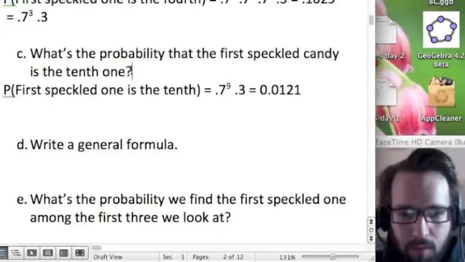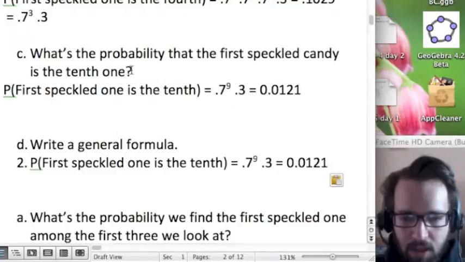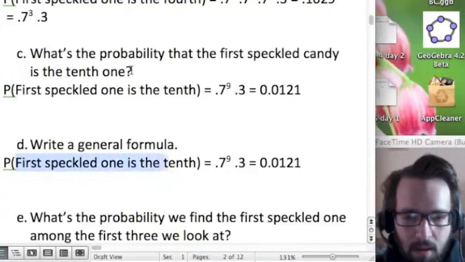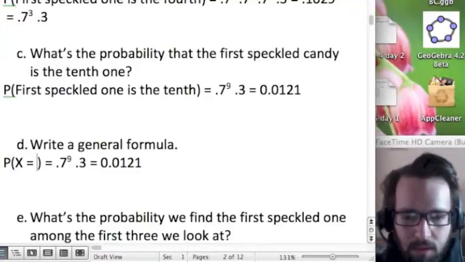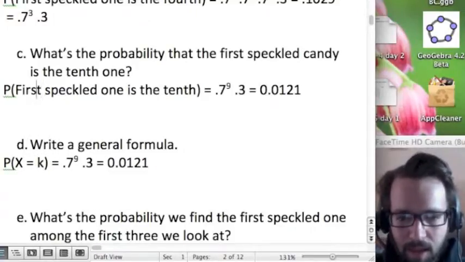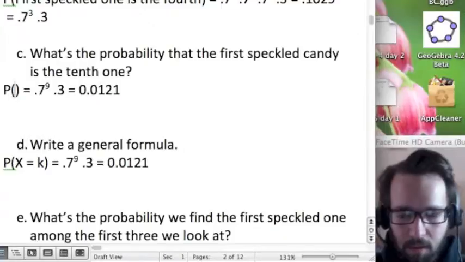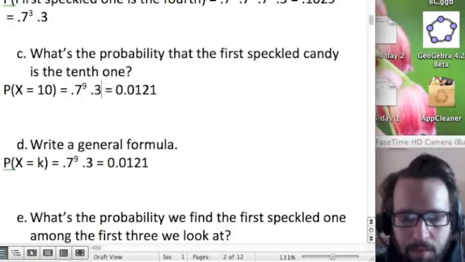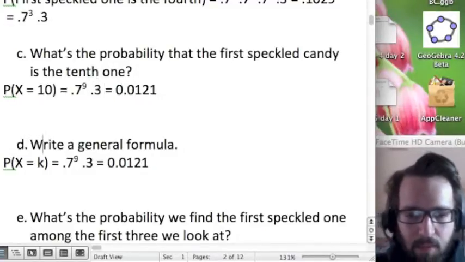Write a general formula. All right, let me see. Let me go ahead and write this in terms of our random variable X equals, and we'll say k is our number. Let me go back here. For the first speckled one to be the 10th, we can add in here, if you're following along on your paper, which hopefully you are, that the probability that my random variable equals 10, my random variable being when I see the first speckled candy, is 0.7 to the 9th times 0.3.